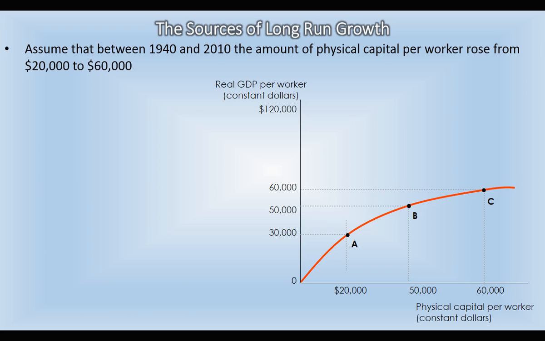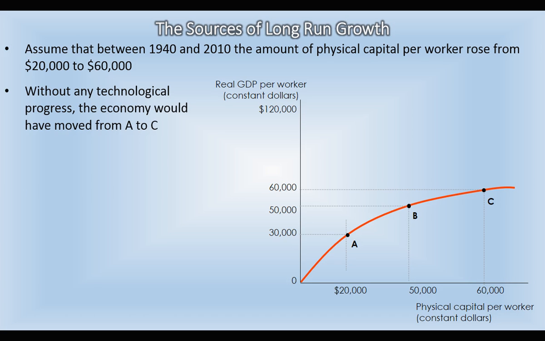So assume that between, let's say, 1940 and 2010, the amount of physical capital per worker rose, in this case, from 20,000 to 60,000. Over that time period, we would simply look along the aggregate production function to track what's happening to labor productivity. We can see that from 20,000 to 60,000, labor productivity rose from 30,000 to 60,000. So labor productivity doubled as a result of us increasing our physical capital threefold over that period. So growth accounting and using the aggregate production function has allowed us to identify that. Without any technological progress, the economy has moved from A to C.